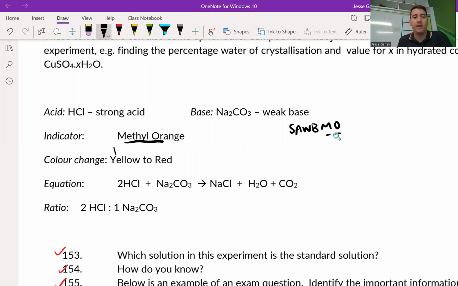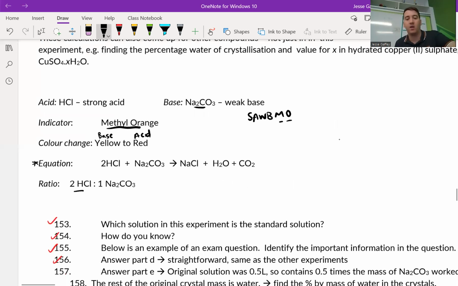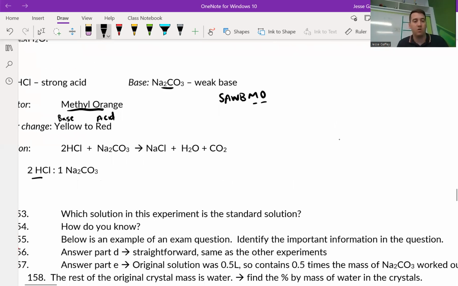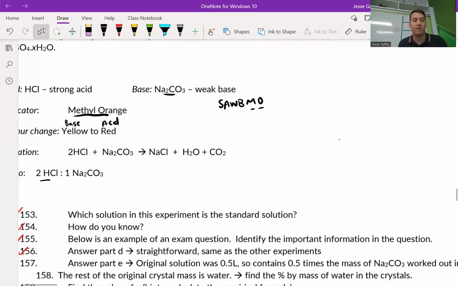Methyl orange is yellow in a base, and it turns to red or pink in an acid. So there's your color change. When it's in the conical flask with the base, with the sodium carbonate, it's yellowy. And when it reaches the end point, the solution turns acidic and red. Here's your balanced equation, and obviously then your ratio of the two reactants: 2 hydrochloric acids for every 1 sodium carbonate. So at this point, I think you should be able to do a few of these questions. As you can see here, definitely 153 and 154, you should be able to do at this stage. So let's pause the video and have a go at them now.